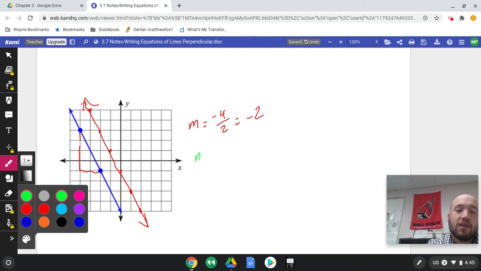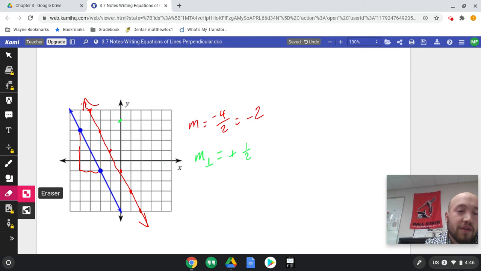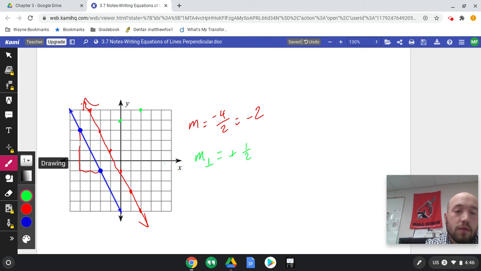Now, the perpendicular one would be the opposite reciprocal. So instead of negative, it's going to be positive. Instead of 2, it's going to become 1/2. So choose any point, and if I go up 1, right 2, or I could go down 1, left 2, and that line would be perpendicular to both of those.